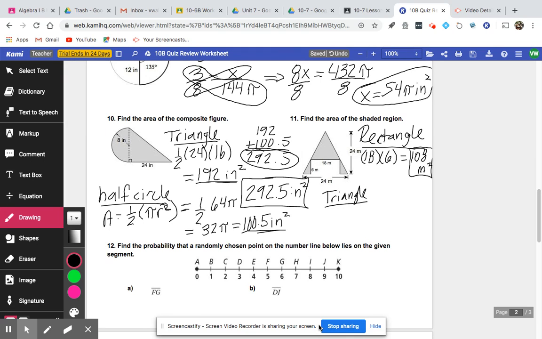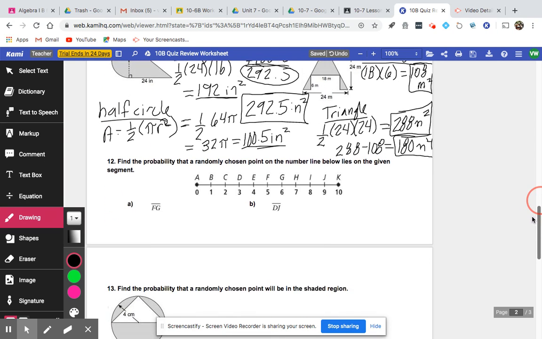Base is 24, height is 24. So we take 1/2, 24, 24. Plug that into your calculator, you get 288. 288 meters squared. And now we need to subtract the two. Take 288 minus 108, and we get 180. 180 meters squared. That's the area of the shaded region.